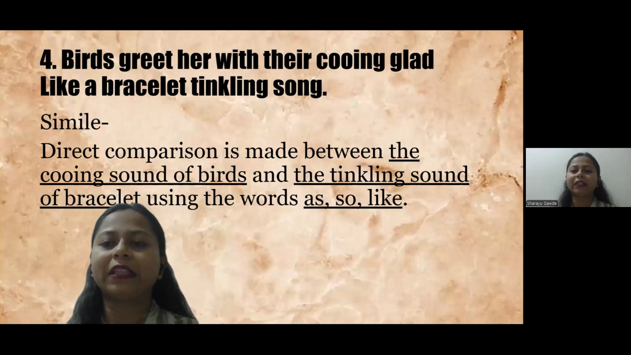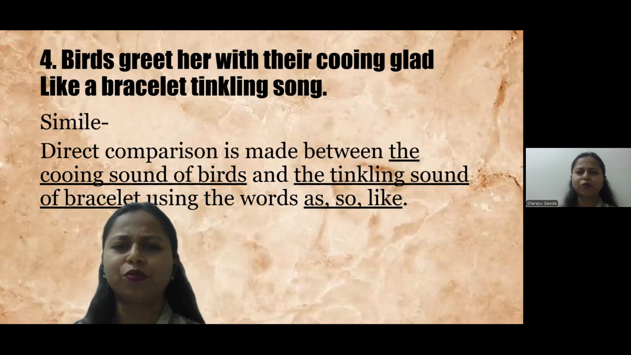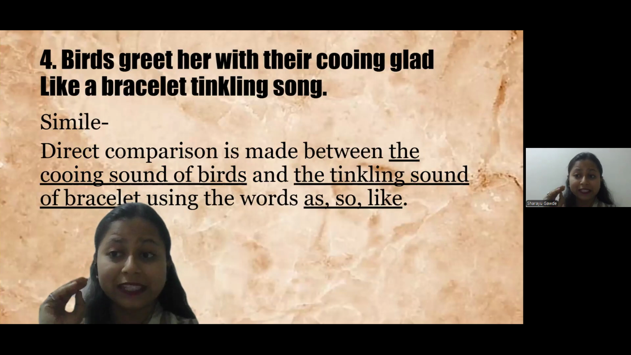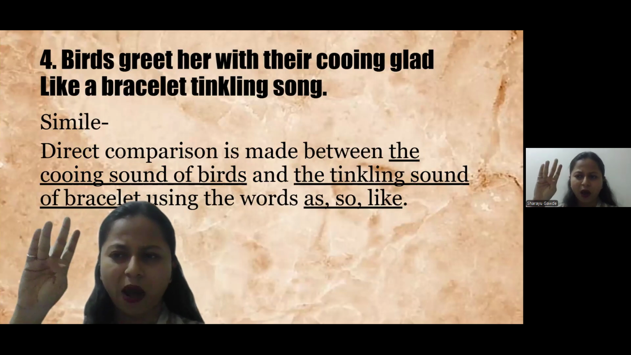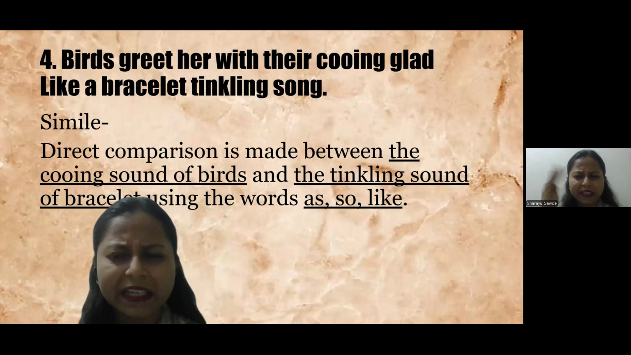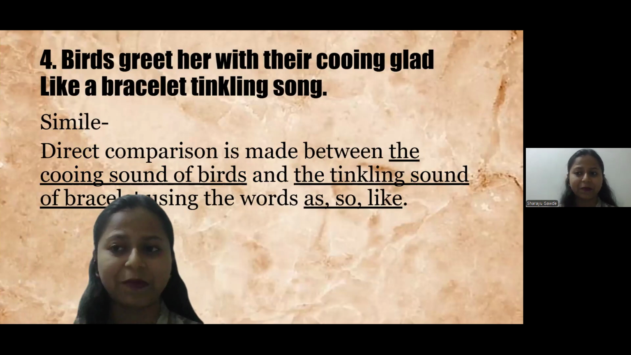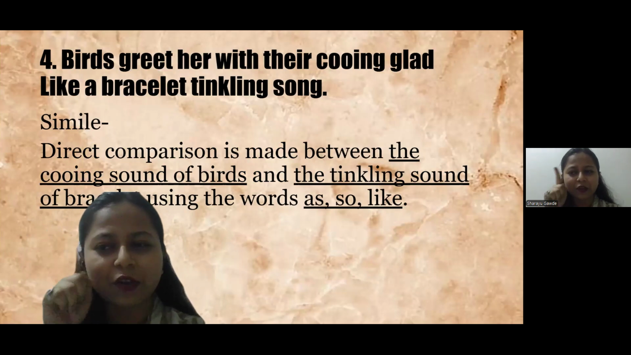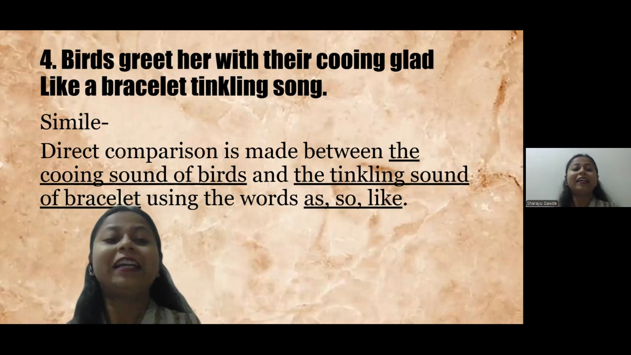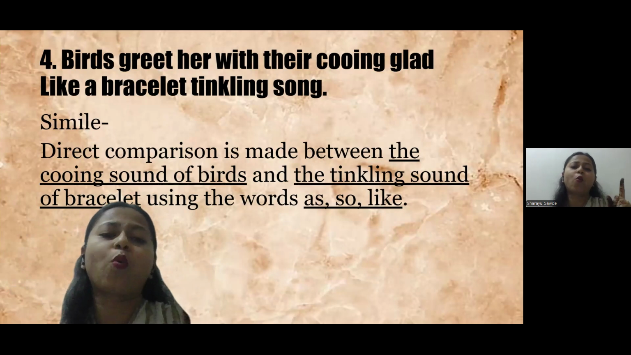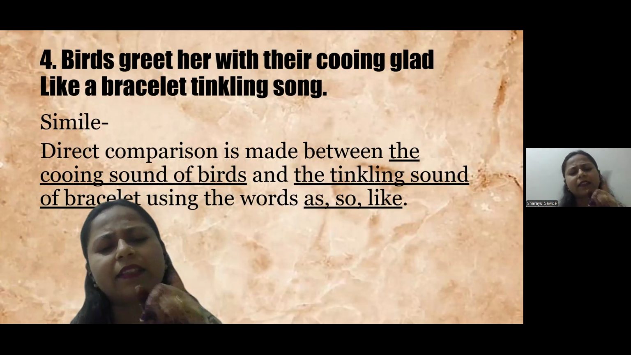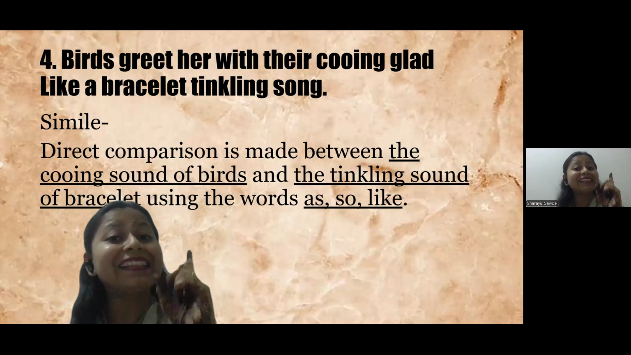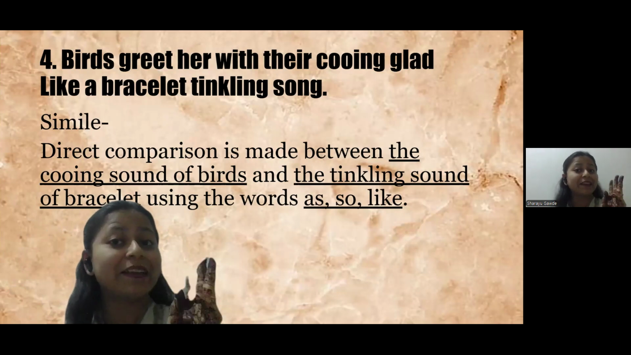Birds greet her with their cooing glad like a bracelet's tinkling song. So here simile is used. Why is simile used? Whenever you see words like as, so, and like, and whenever there is comparison between two things, we can say it is simile. Simile is always direct comparison. Remember that. Direct comparison is made between the cooing sound of birds and the tinkling sound of bracelet using the words as, so, like. Remember, as, so, like.